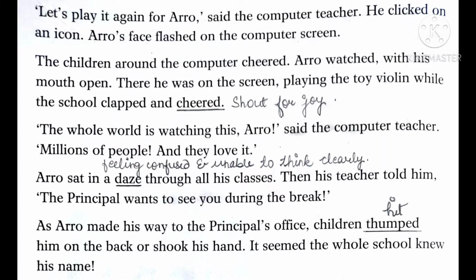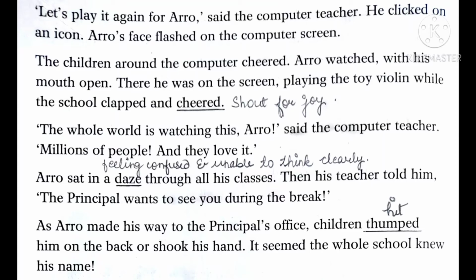So students, when Pinto and Arrow reached the computer room of the school, the computer teacher played the video of Arrow again on the computer, and as soon as the video started playing, in which Arrow was playing that violin in the school concert, all the students who were present there in the computer room started cheering. Cheering means to shout for joy or for appreciation. They started shouting with joy and appreciation for Arrow as he was there on the computer screen.